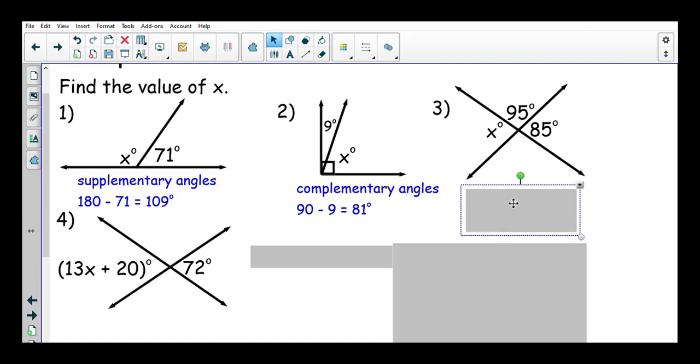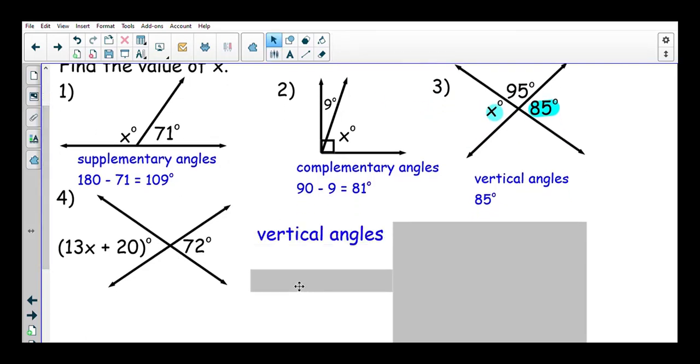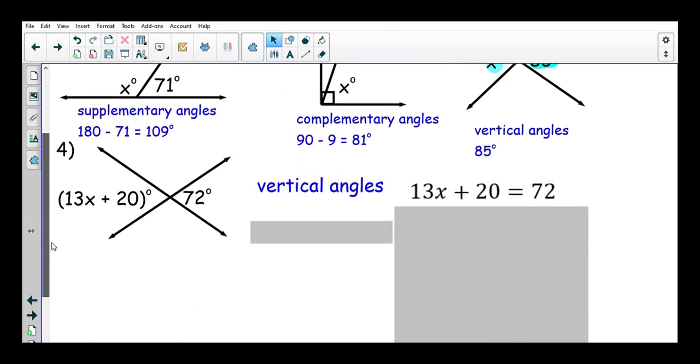So the easiest way to do this is to recognize that these two blue highlighted angles are vertical angles and have to be congruent. So x and 85 degrees are congruent, which means that x is 85 degrees. You could also take 180 minus 95 to get x as well. Number 4, we also have vertical angles, so we're going to set these equal to each other. So our equation we can use, and again, pretty much throughout this entire lesson and this entire unit, either the angles are going to add to 180, they're going to add to 90, or they're going to be equal, and in this case, they are equal.